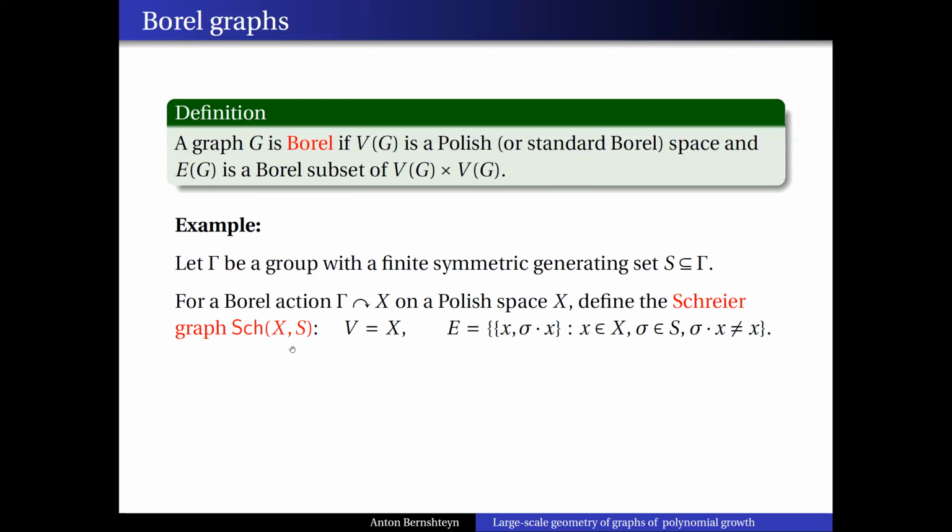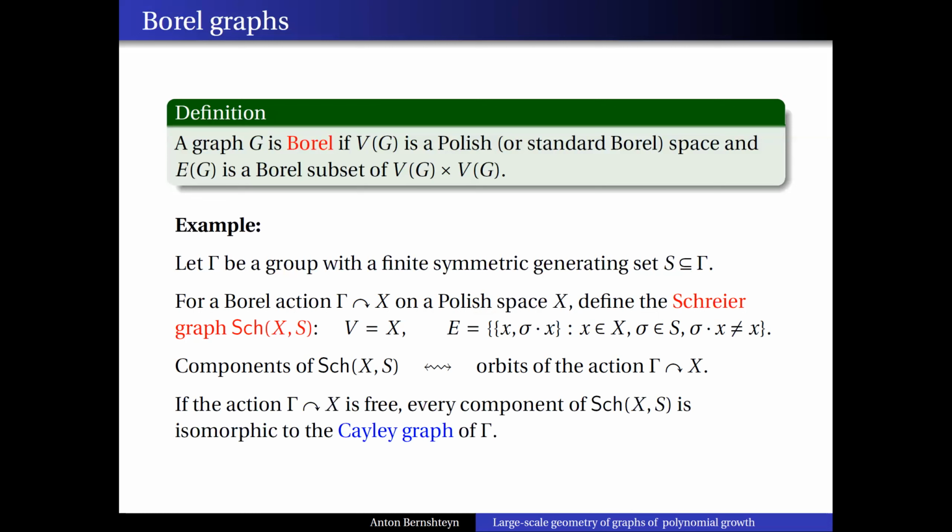Because it's a Borel action, this graph is Borel, and its components are in one-to-one correspondence with the orbits of this action. Moreover, if the action is free, meaning that non-identity elements move every point, so the stabilizer of every point is trivial, then every component of the Schreier graph, by construction, is isomorphic to the Cayley graph of gamma. This is the case I would like to think about. Then this graph is just a collection of copies of the Cayley graph, one for each orbit of the action, put together into a single space.